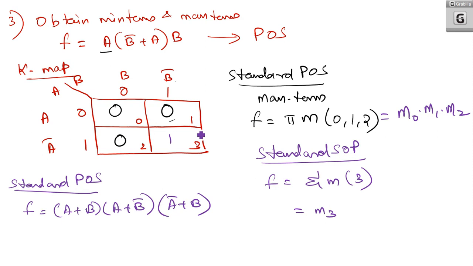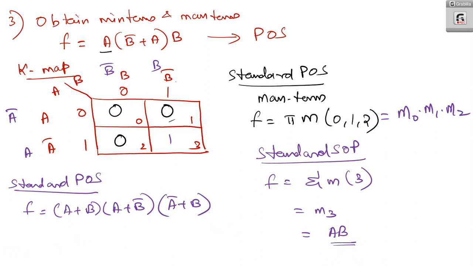Now how to write the standard SOP form? That is M3 only. If you are going with SOP form, this is A bar, this is A, this is B bar, this is B. So the answer is only AB. That is the standard SOP form.